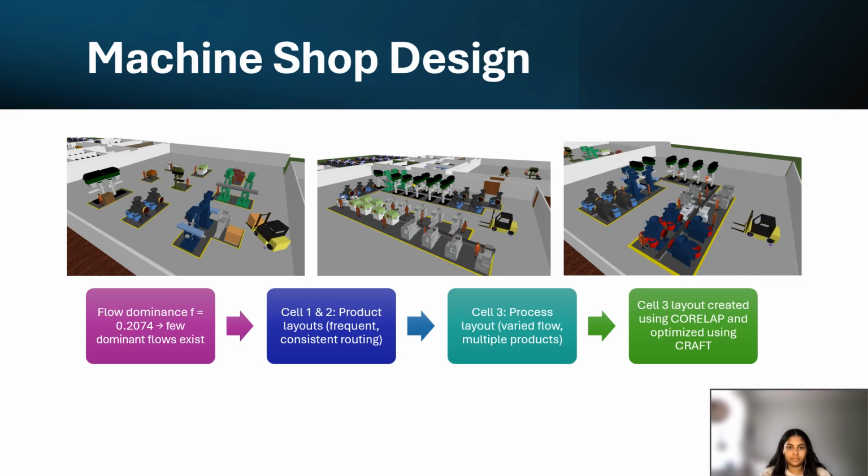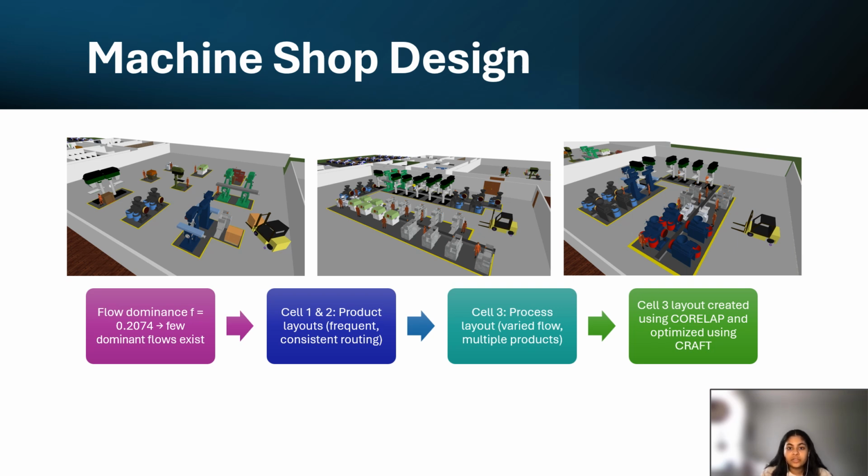With a calculated flow dominance of 0.2, it revealed that a few dominant flow paths existed, indicating a semi-structured routing pattern. Based on this, we divided the production area into 3 dedicated cells to improve layout efficiency. Cells 1 and 2 adopt a product layout approach, which is ideal for high-volume items with predictable and repetitive movement. These cells were designed to support streamlined movement and minimal handling.